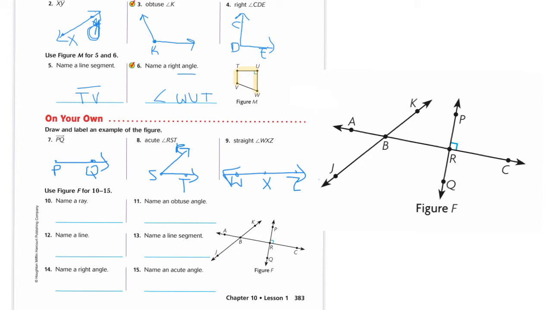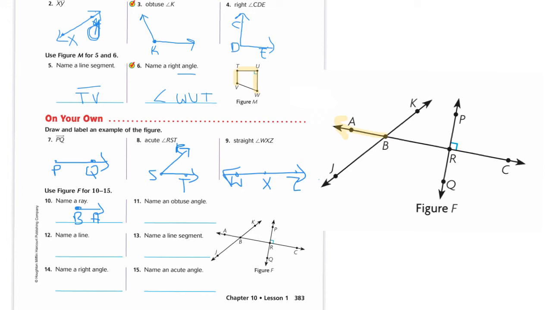So starting with number 10, it's going to ask us to name a ray. I'm going to highlight, and there are lots of rays here, so you can pick a different one if you want. But this ray right here jumps out to me. So I would name it ray BA. Remember, my starting endpoint should be the one without the arrow. So B is without the arrow, and A has the arrow on it, so it should be my second letter.